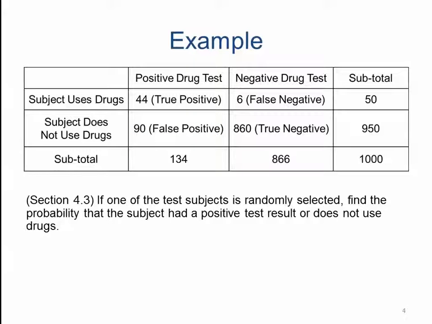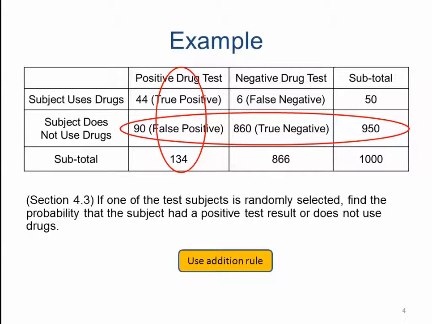Now let's try the second question. If one of the test subjects is randomly selected, find the probability that the subject had a positive test result or does not use drug. Here you want to use the addition rule because we have this "or" statement. A total of 134 test subjects had a positive test result. And a total of 950 test subjects do not use drug. You can see their intersection is the false positive, which is 90 of them.